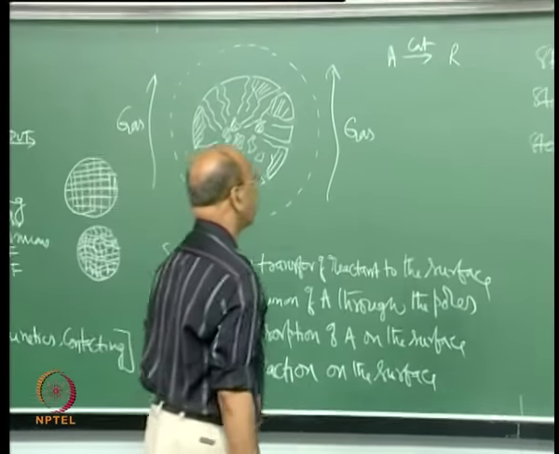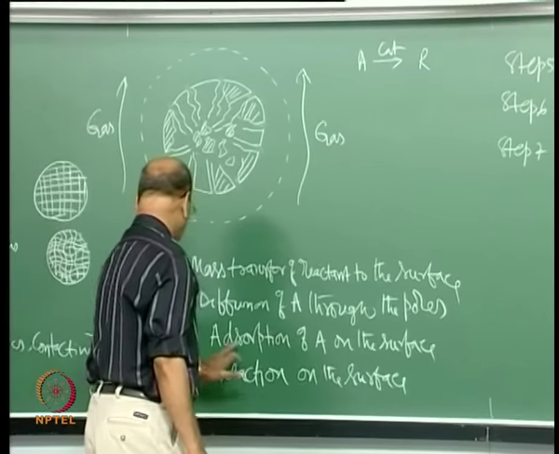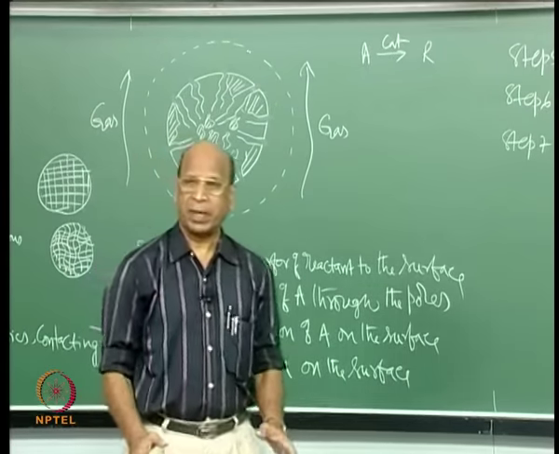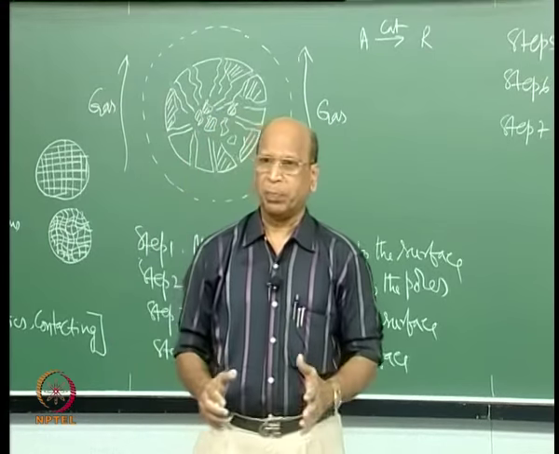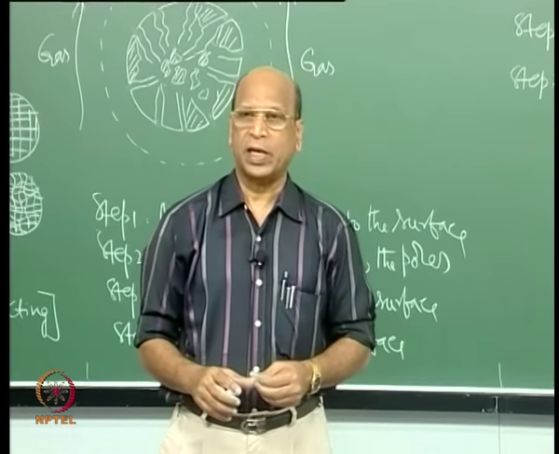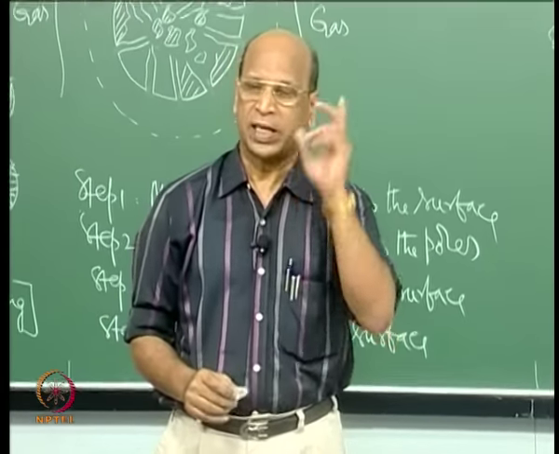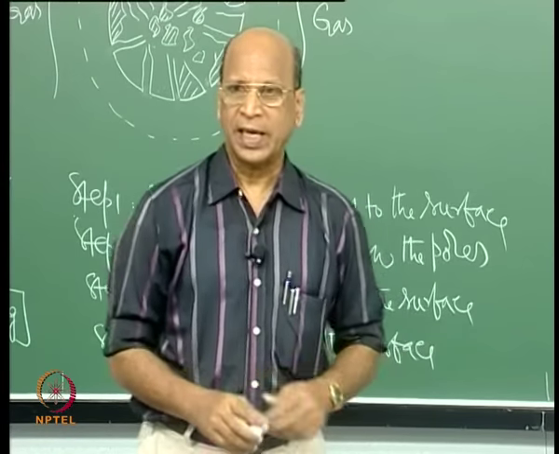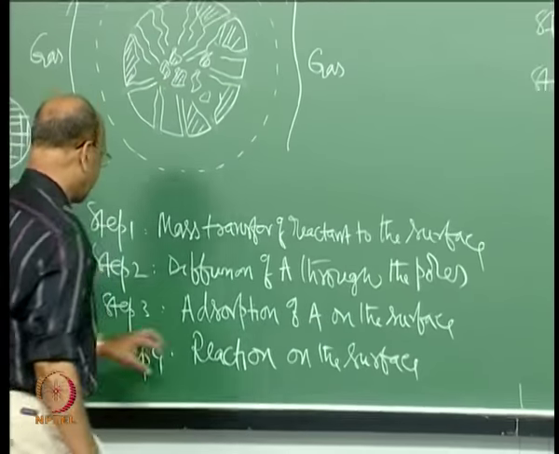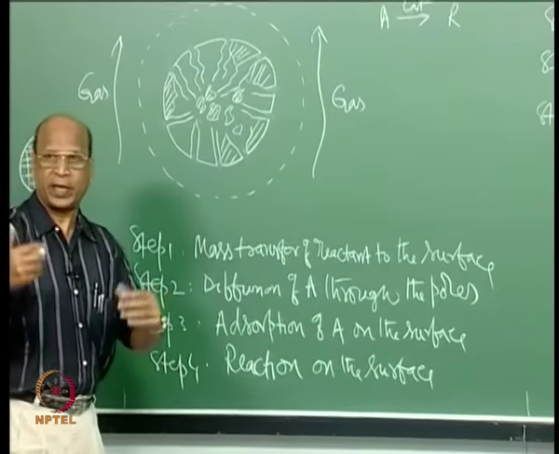Okay? Good. So, now what we do is, we take steps 3, 4, 5 and combine them as the reaction step, and this is where you get the Langmuir-Hinshelwood kinetics. What we do is, we take first these 3 steps and then we develop a rate expression.